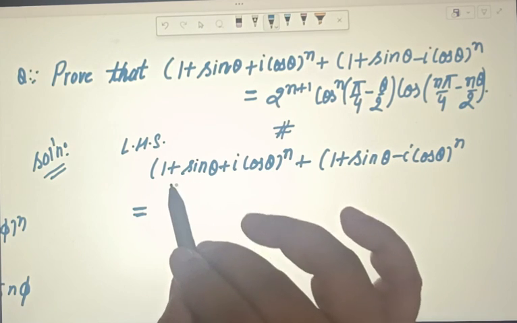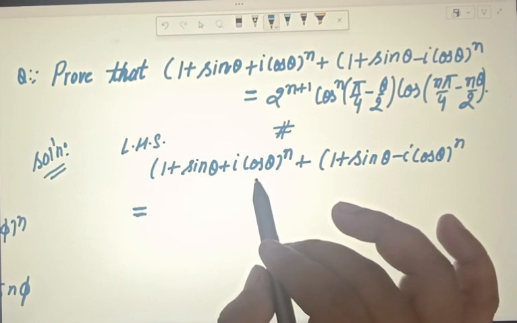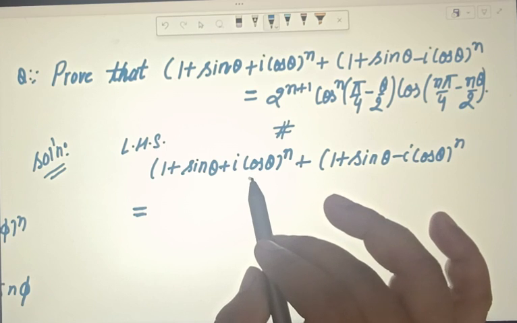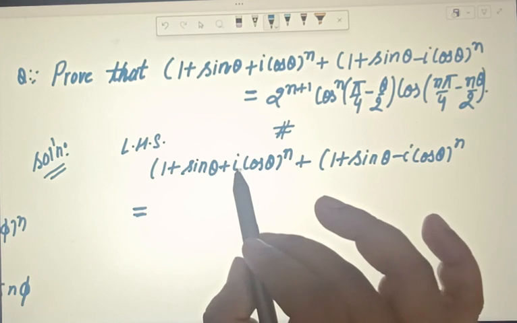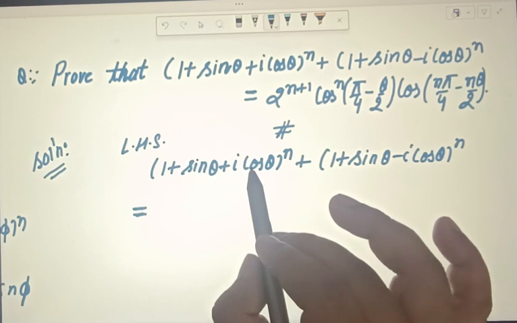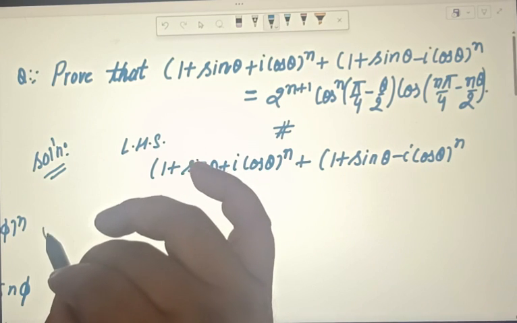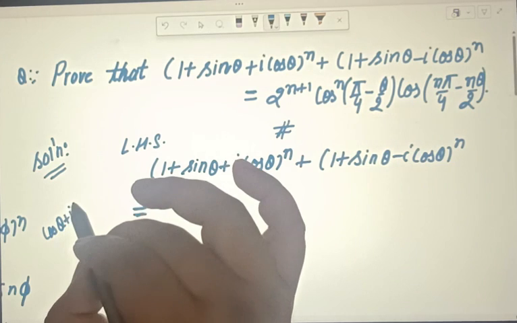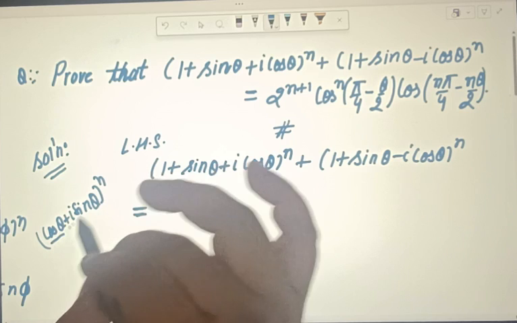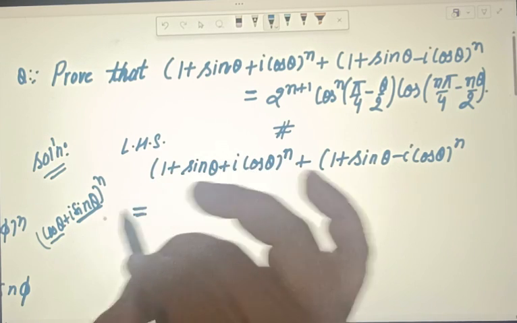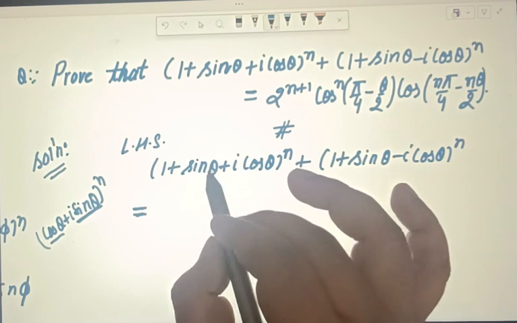Now our target is to simplify this. One of the important things is that it is written in the form of sine and cos, with the imaginary part in terms of cos. In De Moivre's theorem, it applies for (cos θ + i sin θ)^n, meaning your real part should be cos and your imaginary part should be sine. But here it is reversed. So in the first step we convert sine to cos and cos to sine.